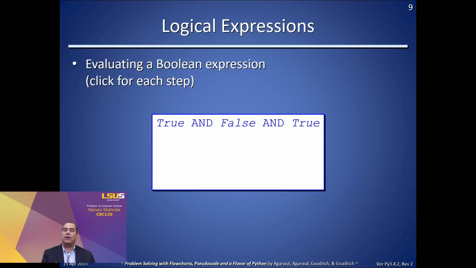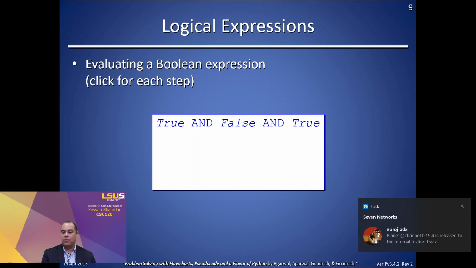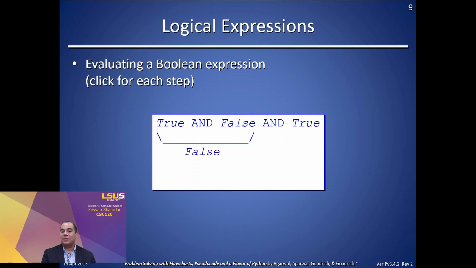So let's evaluate this Boolean expression. We have true and false and true. True and false is false, and true. False and true is false.